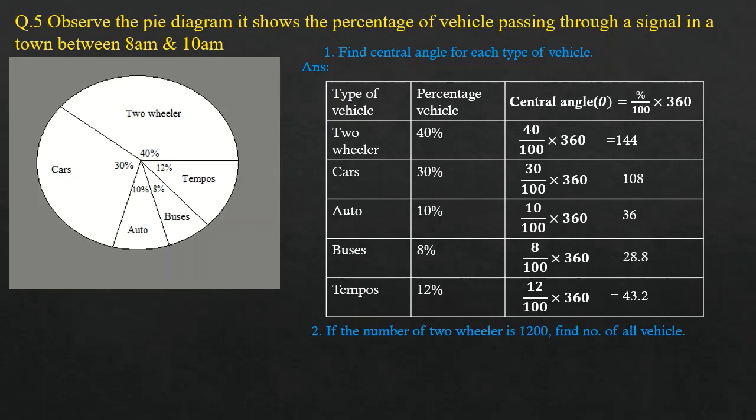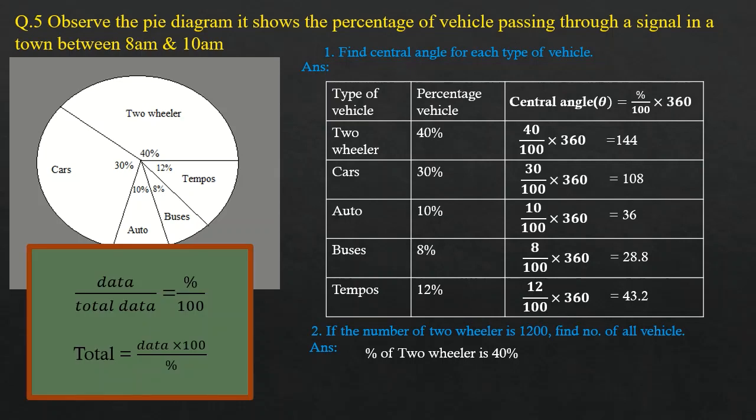क्वेश्चन नंबर 2. इफ द नंबर ऑफ टू व्हीलर इज 1200, मतलब अगर 1200 टू व्हीलर हैं, सो व्हाट इज टोटल ऑफ ऑल द व्हीकल्स, मतलब नंबर ऑफ ऑल द व्हीकल्स, मतलब आपको टोटल फाइंड करना है. सो अगेन वी यूज परसेंटेज ऑफ टू व्हीलर इज 40%. सो वी यूज दिस डेटा अपॉन टोटल डेटा इज इक्वल टू परसेंट अपॉन 100. टोटल फाइंड करना है. सो व्हाट वी डू, फर्स्ट वी डू क्रॉस मल्टीप्लीकेशन. सो डेटा इंटू 100 इज इक्वल टू परसेंट मल्टीप्लाई बाय टोटल. तो परसेंट जो टोटल के साथ आ रहा है वो हम डिवाइड कर देंगे.